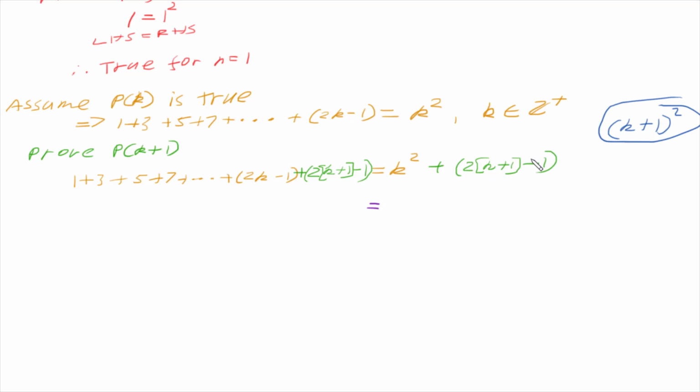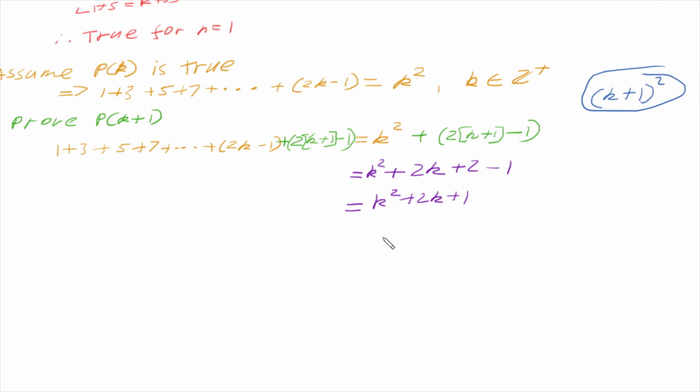I'm going to start off by expanding this out and see if that helps. So I've got 2 times k is 2k, 2 times 1 is 2, and I still have minus 1. Now if I sort out this plus 2 minus 1, I've got k squared plus 2k plus 1. Looking at this, I can now try factorizing it. What multiplies to make 1 and adds to make 2? Well, that's 1 and 1. So that gives me (k plus 1) times (k plus 1), which is (k plus 1) squared.